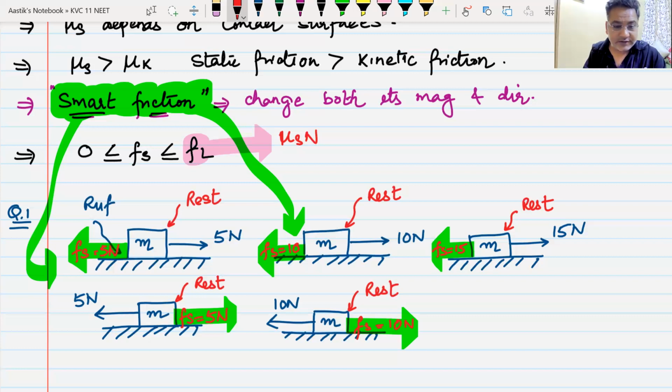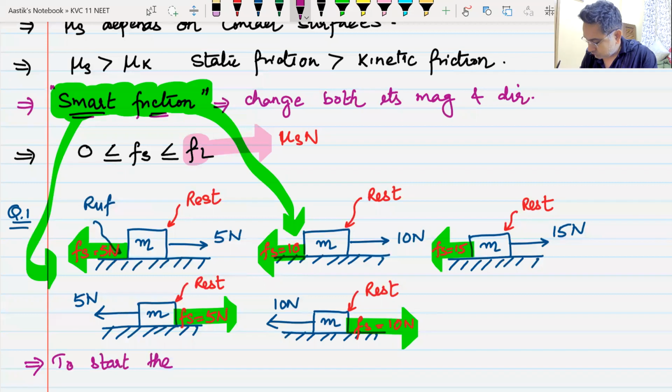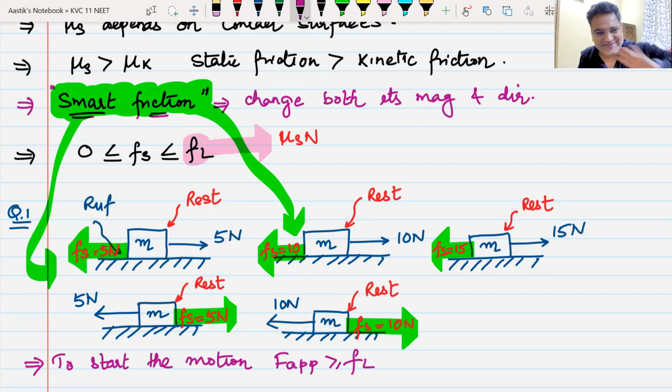To move a body, to start the motion, the force applied, whosoever is applying the force, should be greater than FL. Or just equal to, maybe. When it is just equal to, the motion will just start. Just start. Do we understand it? This is enough. Done. Do we understand this?